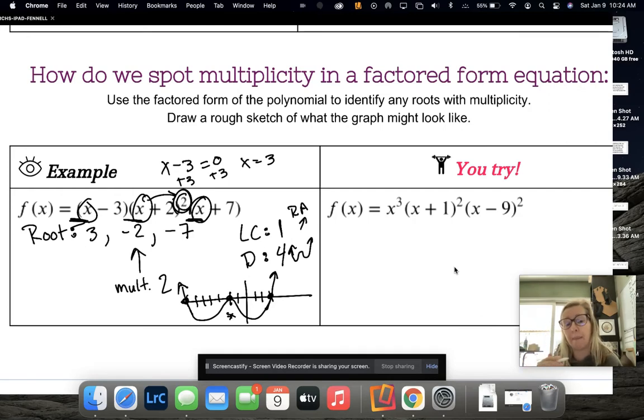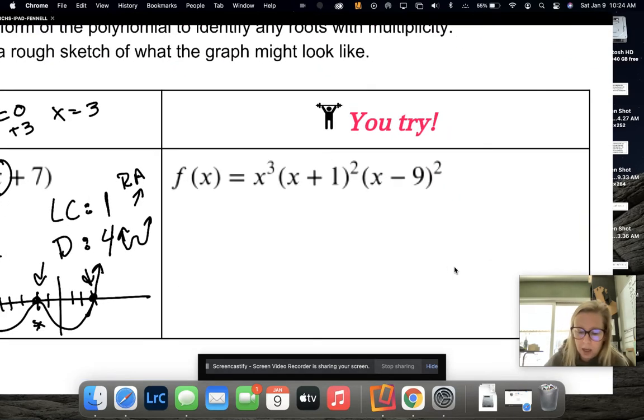So what am I looking for you to be able to do? Spot the actual roots. So you should actually plot where these things are crossing. And then of course you're looking for any multiplicity. All right, so you give this one a shot.